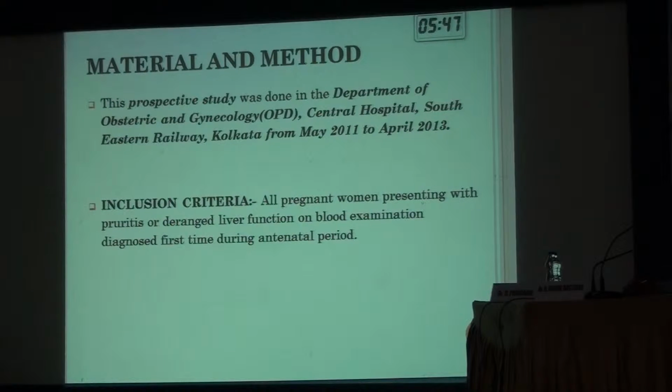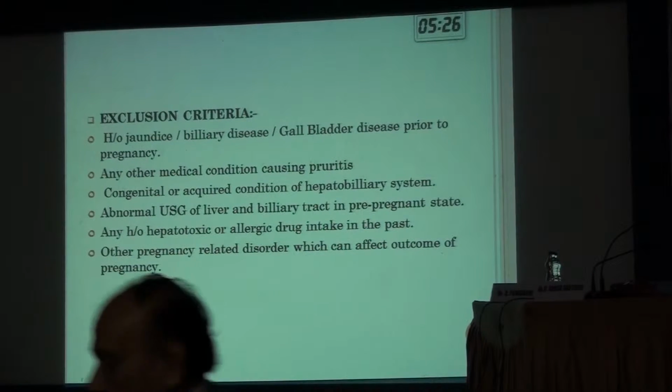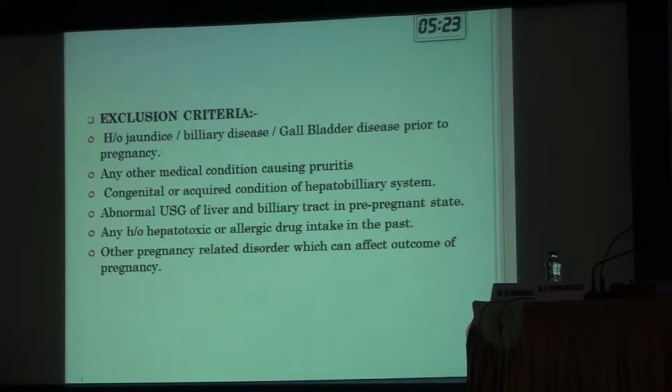This prospective study was done in the outpatient department of obstetric and gynecology, Central Hospital, Southeastern Railway, from May 2011 to April 2013. All pregnant women presenting with pruritus or abnormal liver function on blood examination, diagnosed first time during antenatal period, were included in the study, and the exclusion criteria being any history of jaundice or biliary disease or gallbladder disease prior to pregnancy, any other medical condition causing pruritus, congenital or acquired condition of hepatobiliary system, abnormal ultrasound of liver and biliary tract in pre-pregnant state, and any history of hepatotoxic or allergic drug intake in the past.